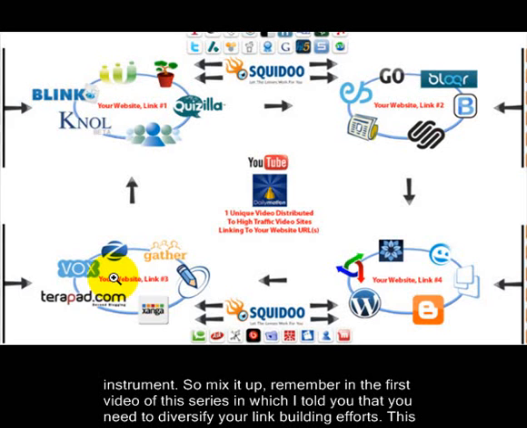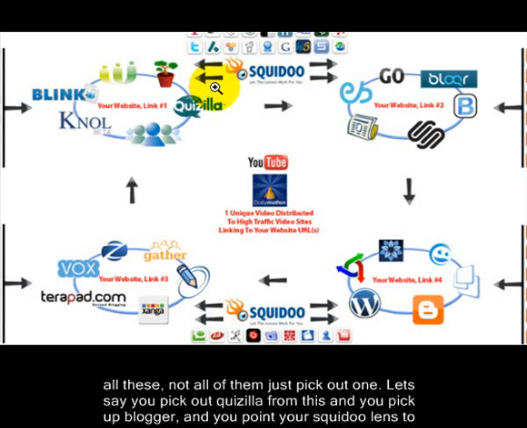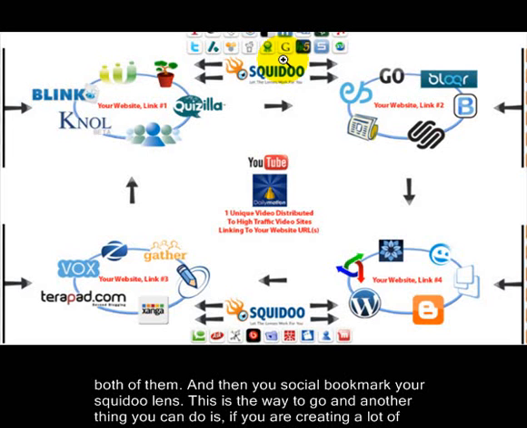Now, in the middle of all this, as you can see, there's a Squidoo involved. So what you do is you create a Squidoo lens which points to these. Not all of them, just pick out one. Let's say you pick Quizilla and you pick Blogger, and you point your Squidoo lens to both of them, and then you social bookmark your Squidoo lens. This is the way to go.